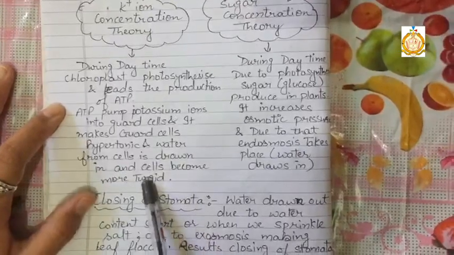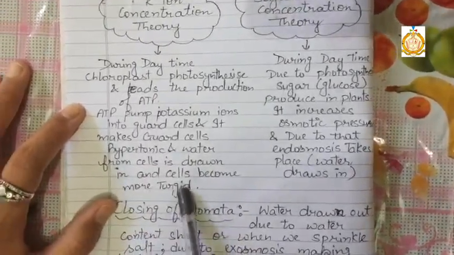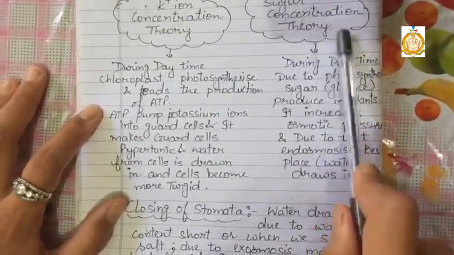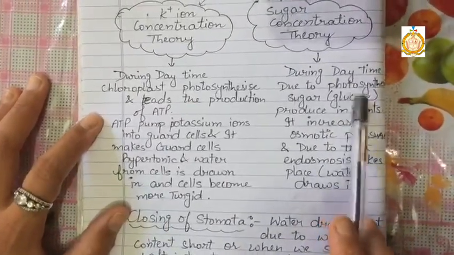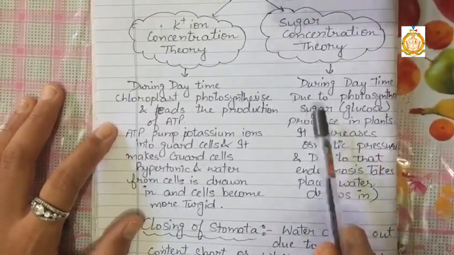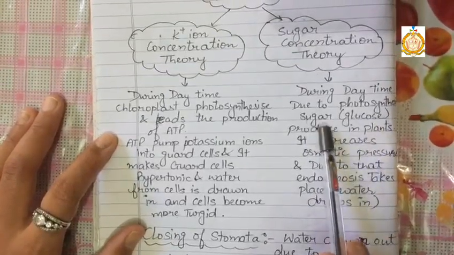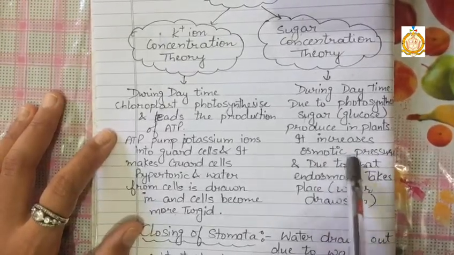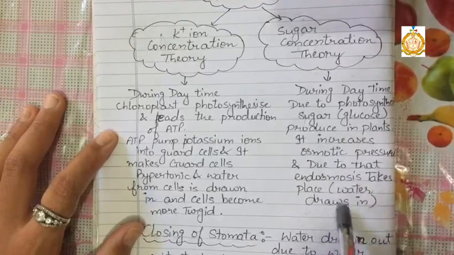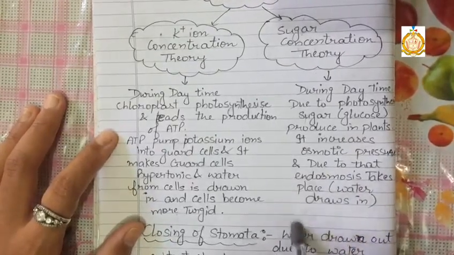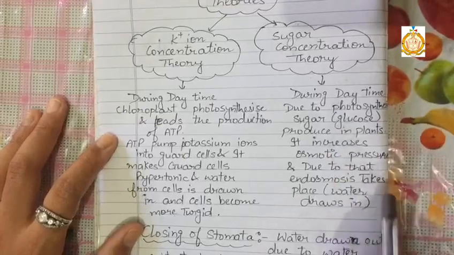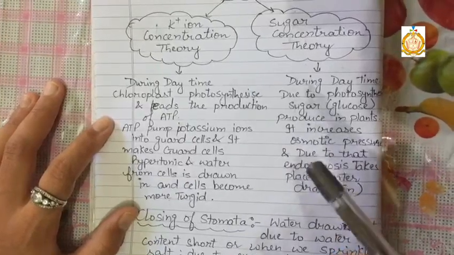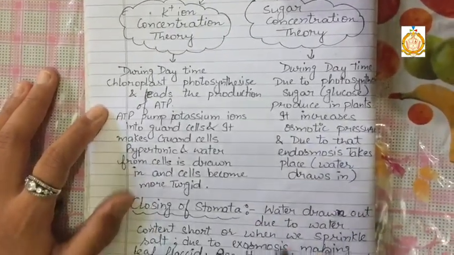In the night time this process is reversed. That means the opposite reaction takes place, because at that time the photosynthesis process does not take place. The second theory is the sugar concentration theory. At daytime during the photosynthesis process, plants also make their food in the form of glucose. Sugar production takes place, and the sugar increases the osmotic pressure, and due to the osmotic pressure endosmosis takes place. That means the water is drawn inside the guard cells, and due to that water the stomata will open, photosynthesis will take place, and they will remain open.